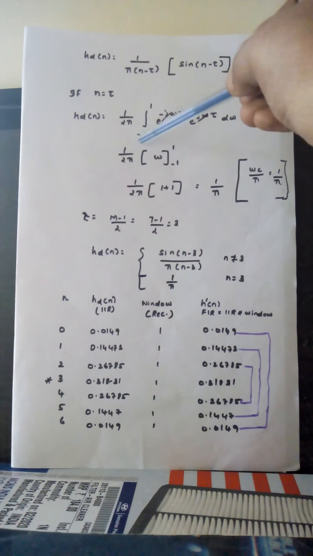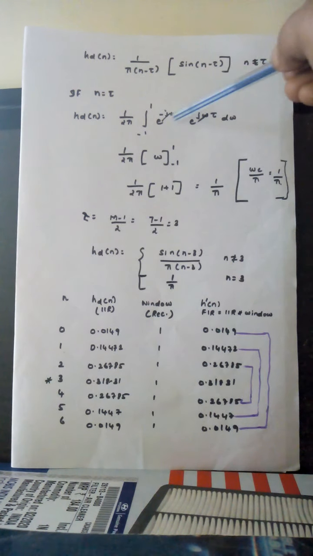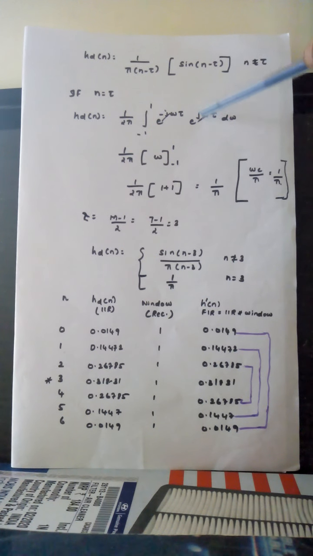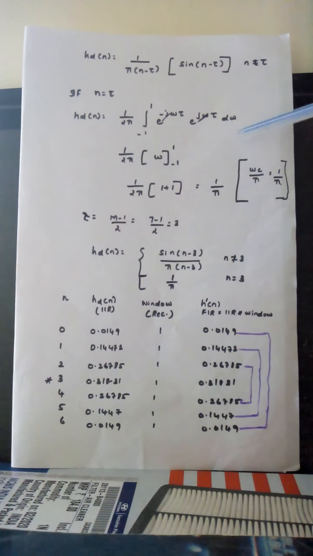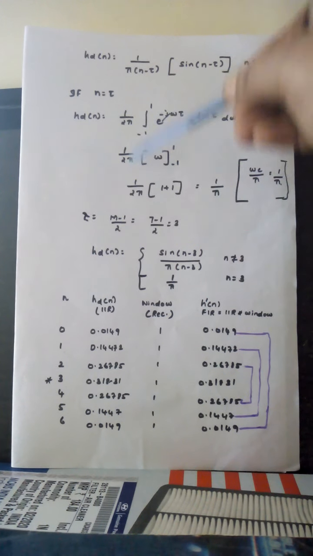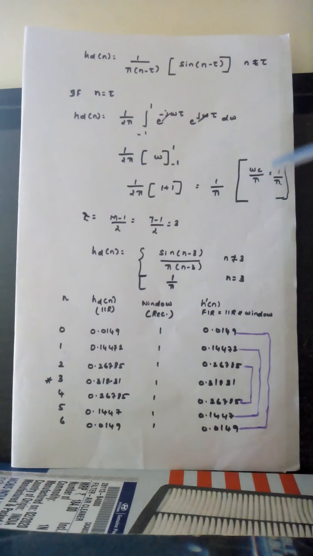pi, the integral from minus 1 to 1 of e to the power of minus j omega tau into e to the power of j omega n. So n will be replaced by tau here. That means both the terms get cancelled, and we get the answer as 1 by pi. This way we can find it out, or we can use this formula. We cannot use it here, but we can check the answer.